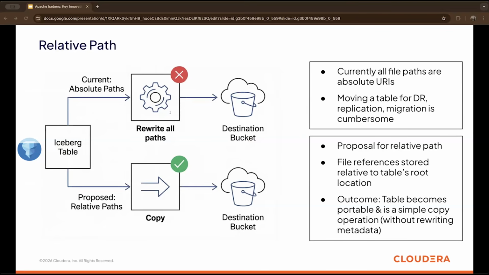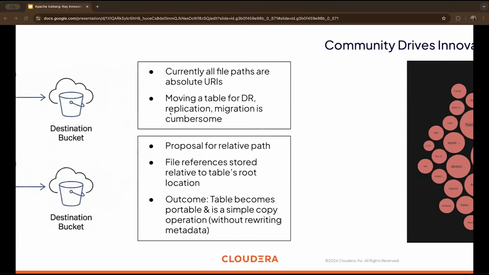So for use cases like disaster recovery, replication or multi-region deployment, this is a really cumbersome pain. You're not just copying the data, you're rewriting the entire stack of things. So Spec V4 proposes supporting relative paths. We still will have the absolute path, but there will be the notion of a relative path, so that it looks like a simple copy. I have simplified the diagram in a way. It will not be that simple, but it's a simpler operation than what you would need to do with absolute URIs.